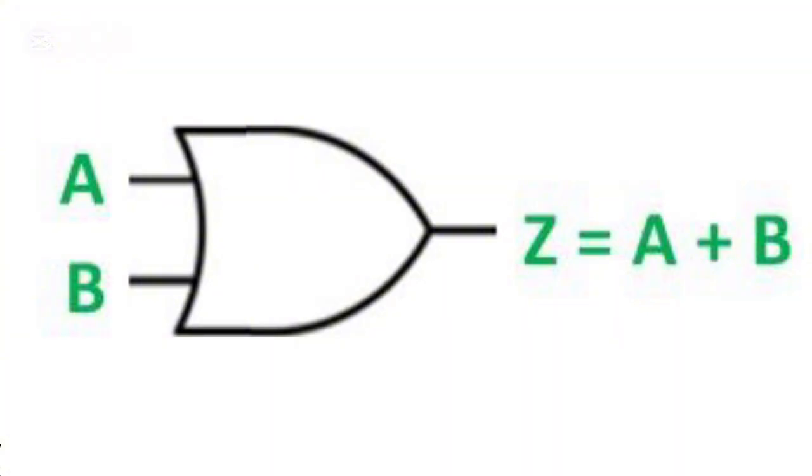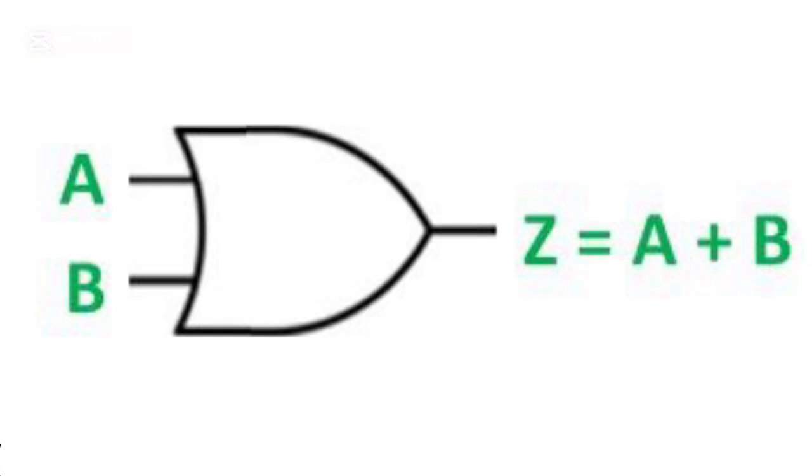In the middle, we see the OR gate symbol. Notice that the left side is curved inward. This curved shape represents the OR logic operation. On the right side, the output is written as Z equals A plus B. In digital logic, the plus sign does not mean normal addition. It means OR operation. This means if input A is 1, the output becomes 1.